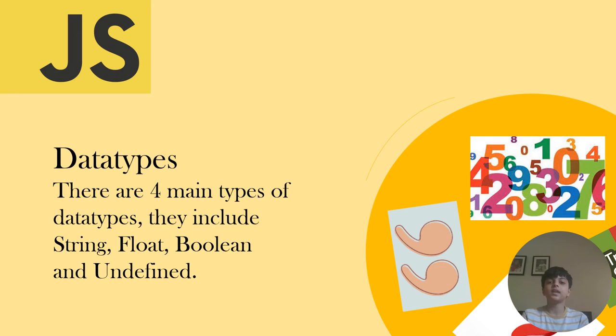Now let's start with the most important part of JavaScript, the data types. So there are four main data types, which are strings, float, boolean, and undefined. You may not know all of these now, but once we get into each one, I'm sure you'll understand them.